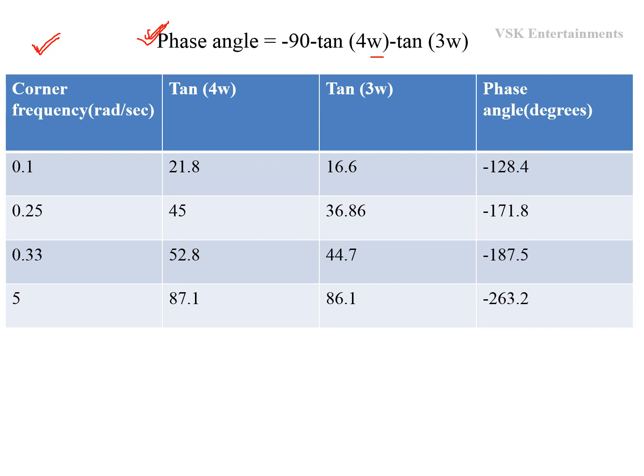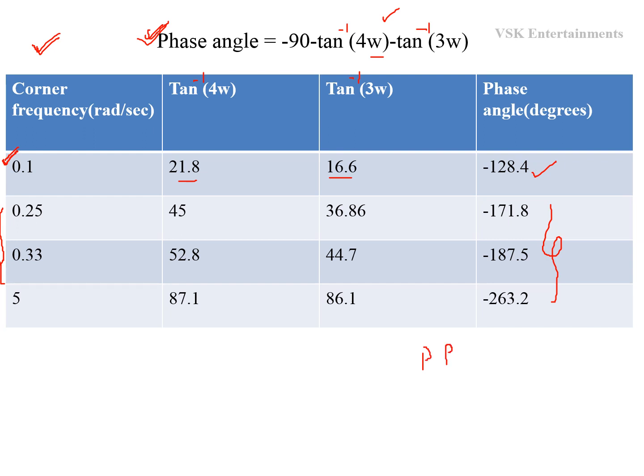First consider the first corner frequency, that is 0.1. At 0.1, tan inverse of 4 omega becomes 21.8, and tan inverse of 3 omega becomes 16.6. Substitute these two values in this equation, then the final phase angle is minus 128.4. Similarly, go for the remaining corner frequencies, and we get these values. These are the phase angle values. Now by using these phase angles, we have to draw the phase plot.